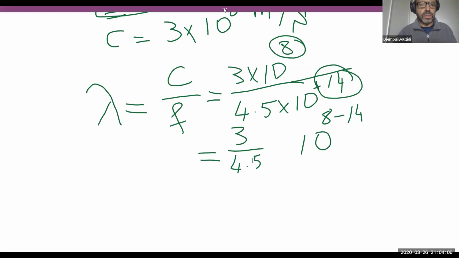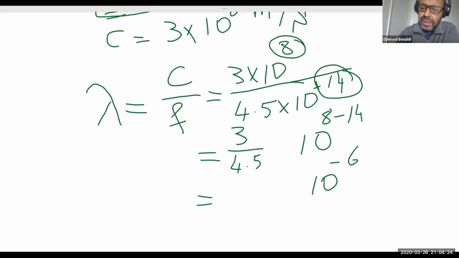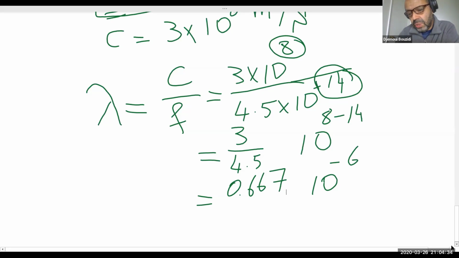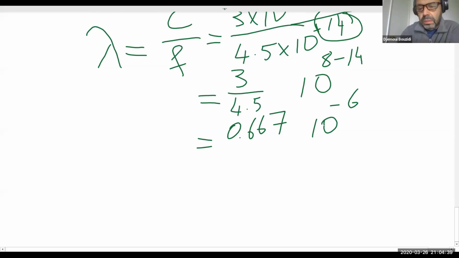Okay, so first of all, 8 minus 14, that number is 10 to the negative 6. 14 minus 8 is 6, yes, okay. So it's 6 with a negative sign. So in here I have 0.66, and I'm going to round to 0.667. Now, when we're doing wavelength, usually we express it in terms of a nanometer. But at this point, if you say that this is how much it is, you're good.